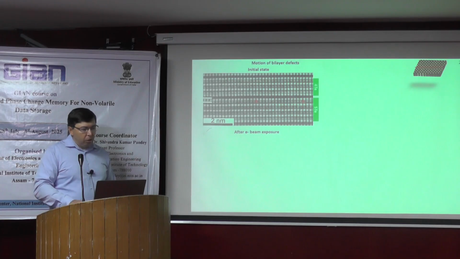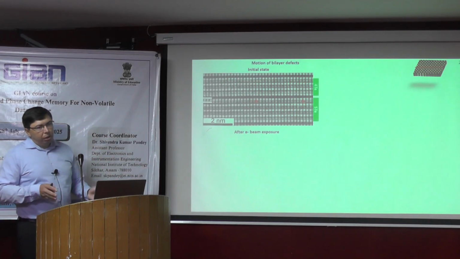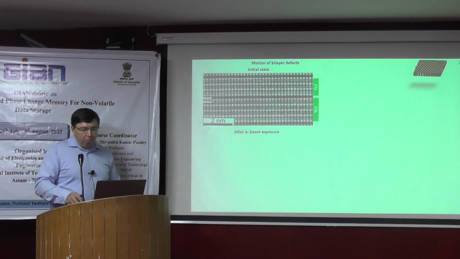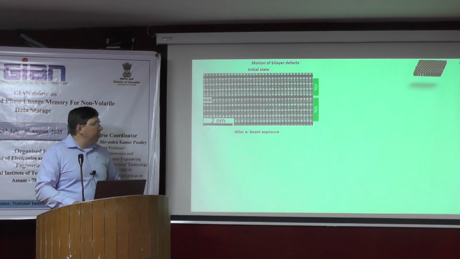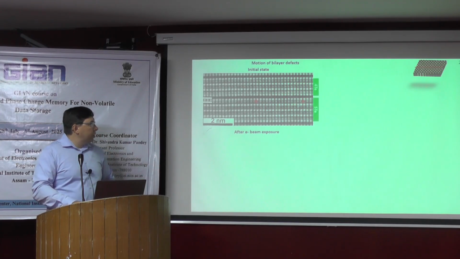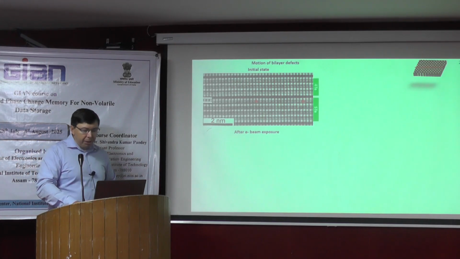So these defects, also the bilayer stacking faults, are also mobile, so they are not static. You can also move them. This may be interesting for mechanical testing, or for discussing the switching mechanism in this system.